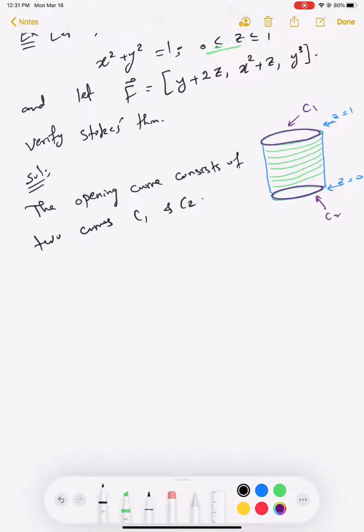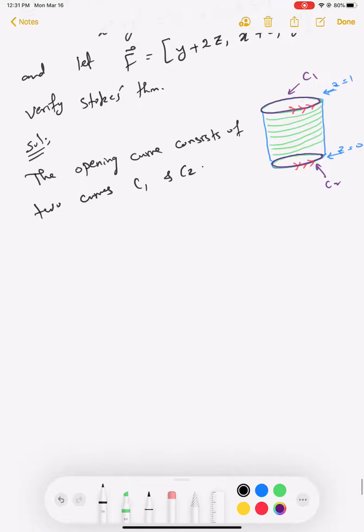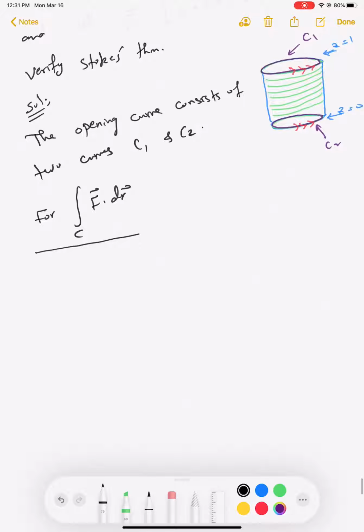Now, the orientations of these curves are extremely important. So for example, for the top curve, do you take this orientation or the other orientation? Do you take this for the bottom or the other orientation? We'll see all these details. But for now, in Stokes Theorem, we have the line integral over the curve. We have to do it in two steps.